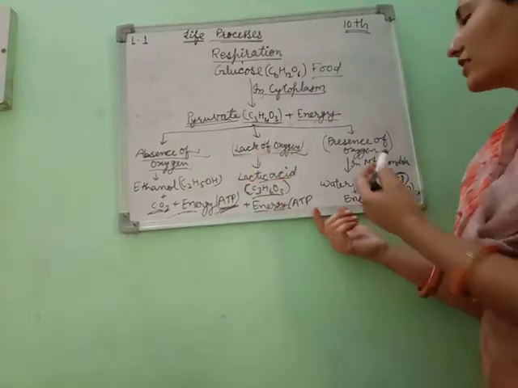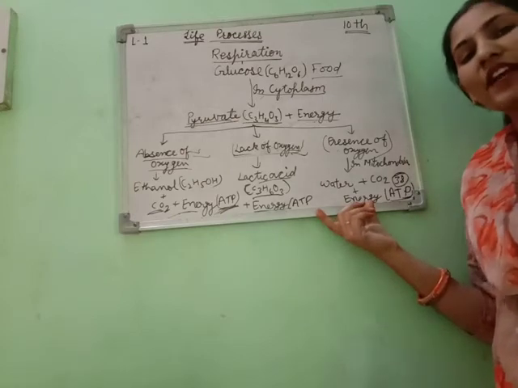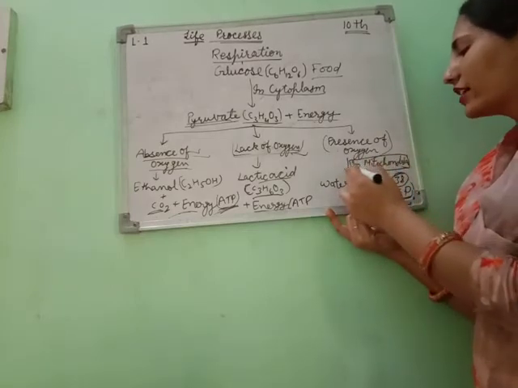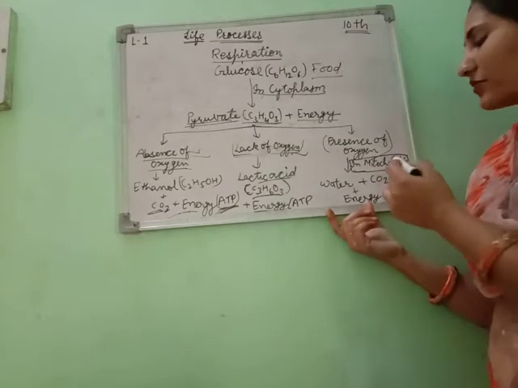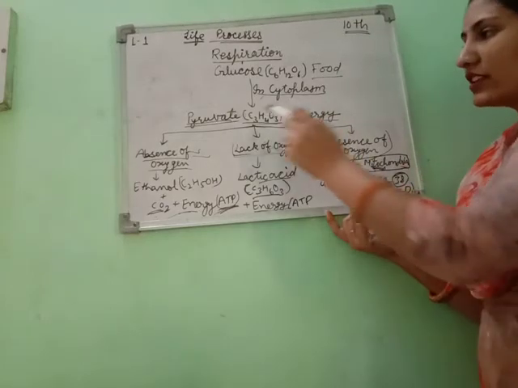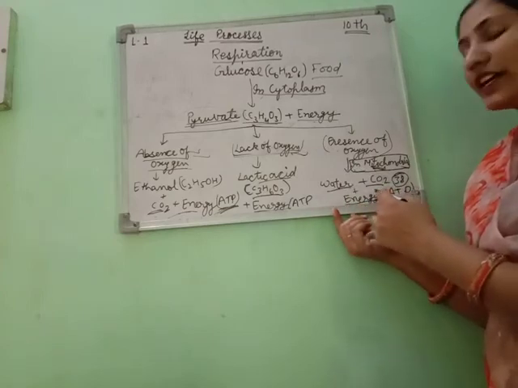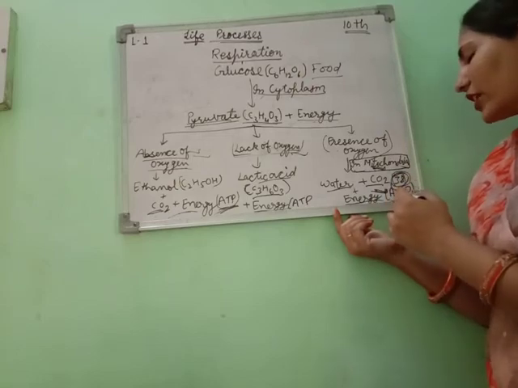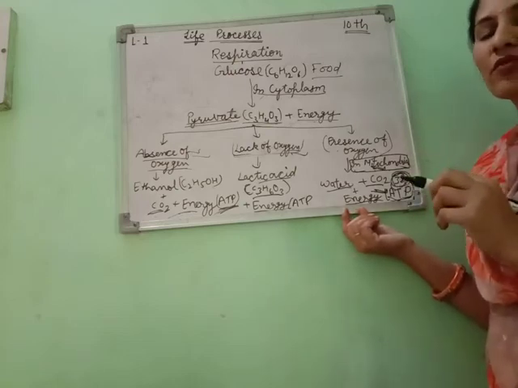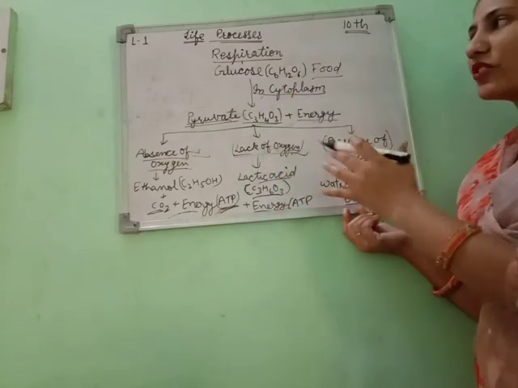After that, in the presence of oxygen, in human beings and plants, we respire using oxygen, and this process is done in the mitochondria, a cell organelle. In every cell there are mitochondria, and this process is done there. In mitochondria, pyruvate and energy change into water, carbon dioxide and lots of energy in the form of ATP. 38 molecules of ATP are produced in this process. It means in aerobic respiration, lots of energy is produced. This is the outline diagram for respiration.